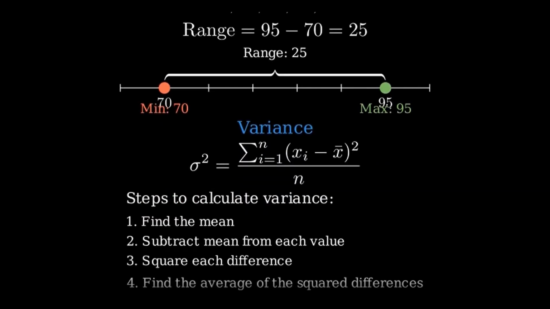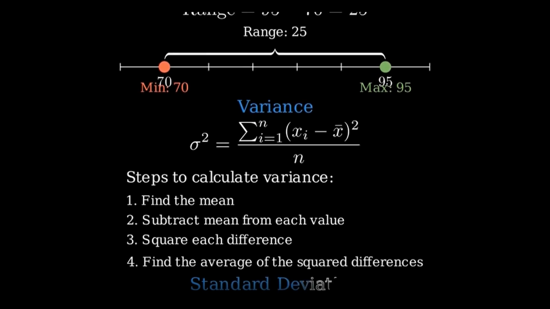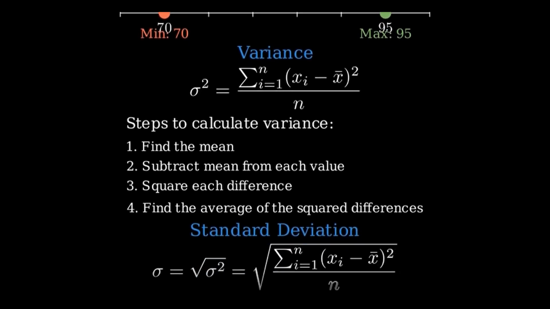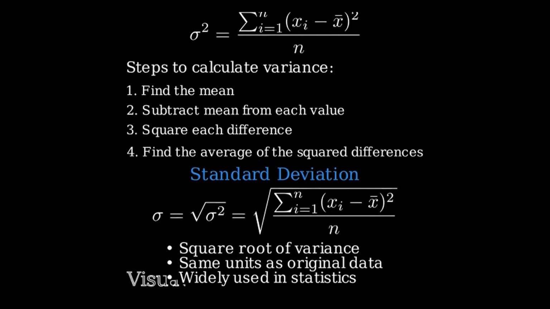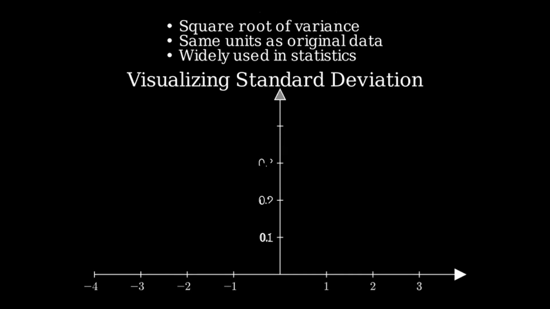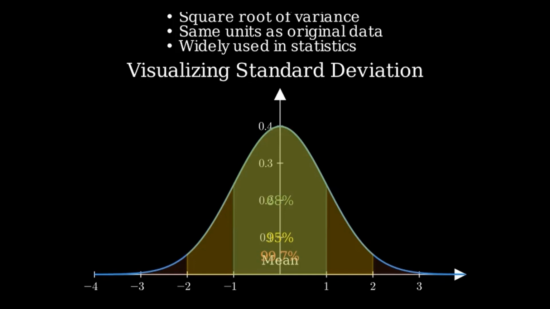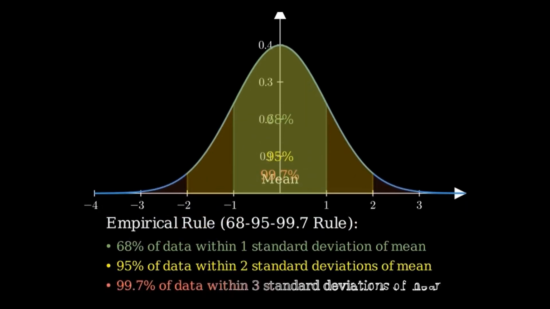Let's visualize what standard deviation means. In a normal distribution, approximately 68% of the data falls within one standard deviation of the mean, 95% within two standard deviations, and 99.7% within three standard deviations. This is known as the empirical rule, or the 68-95-99.7 rule. Let's compare two datasets with the same mean but different standard deviations. A small standard deviation means the data points are clustered closely around the mean, while a large standard deviation indicates the data points are spread out over a wider range.